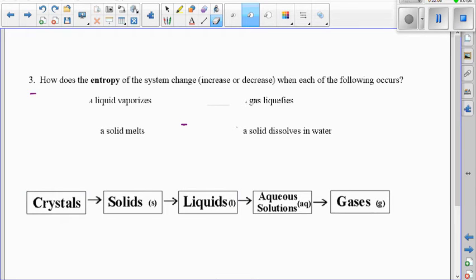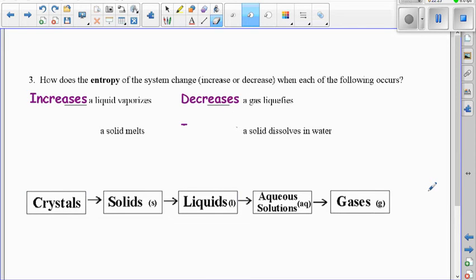Bree, are you here? Yeah. Hi, Garzini. When a liquid vaporizes, is that an increase or decrease in entropy? Increase? You got it. What about a gas liquefying? Decrease? You got it. Love it.